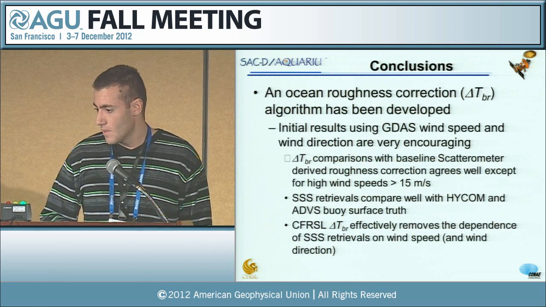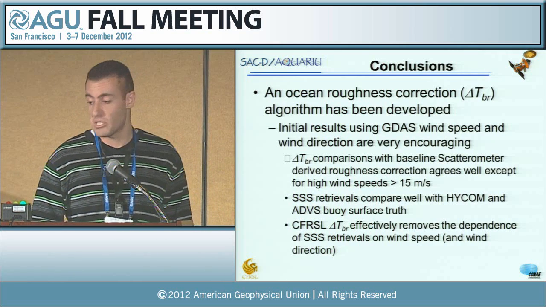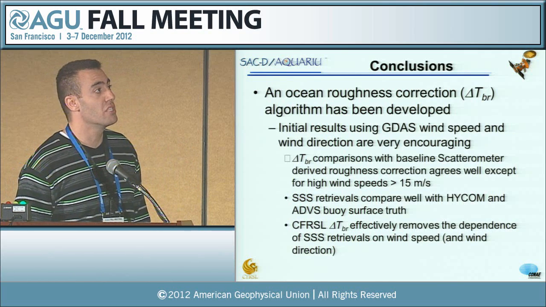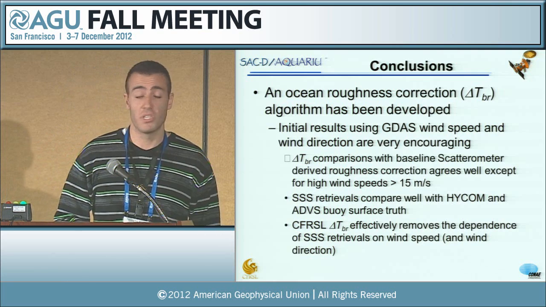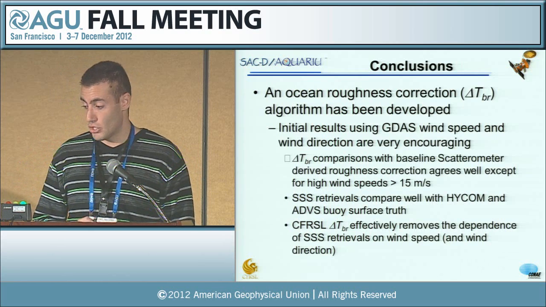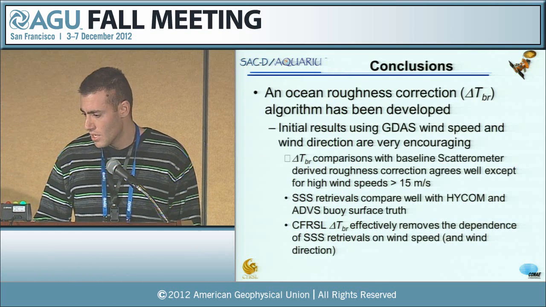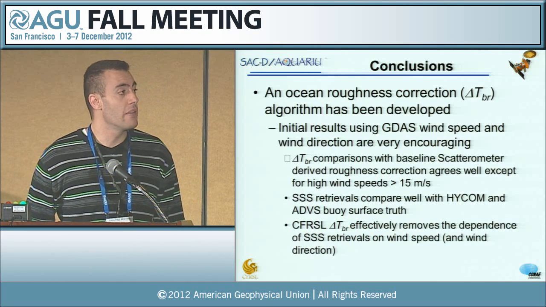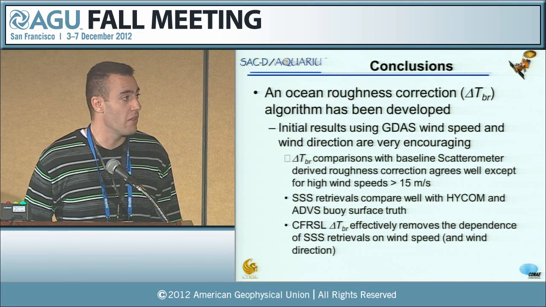So as a conclusion, an ocean roughness correction algorithm has been developed at CFRSL. Initially, we used the GDAS wind speeds and wind direction to find the roughness correction. In future, we will be using the MWR wind speeds. The roughness correction is compared with the scatterometer, showing a high degree of agreement, especially for all wind speeds below 50 meters per second. After that, they start to diverge. The salinity retrieval compared to HYCOM and the buoy are showing good agreement, and we see no dependence on wind speeds for the majority of wind speeds between 0 and 15, up to 20.